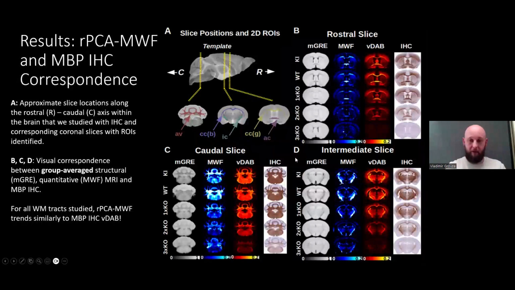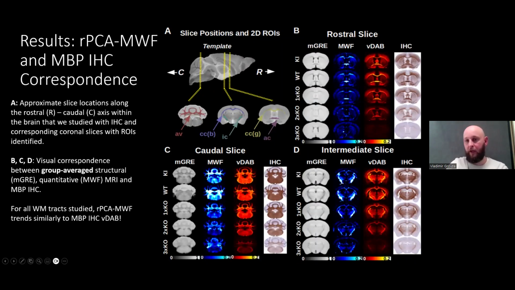So again, collapsing all this information into one figure, we looked at these same ROIs that I showed you for the 3D parcellation, but we took coronal slices from a template atlas, parcellated our same white matter tracks that we were studying earlier, and we developed an in-house registration pipeline to map these raw immunohistochemistry images to our MRI template. And because our MWF maps are already in our MRI template space, we can make a quantitative comparison between MWF and what I call VDAB, this virtual diaminobenzidine image, where, like I said, we deconvolve out this brown stain and apply a color map to it.